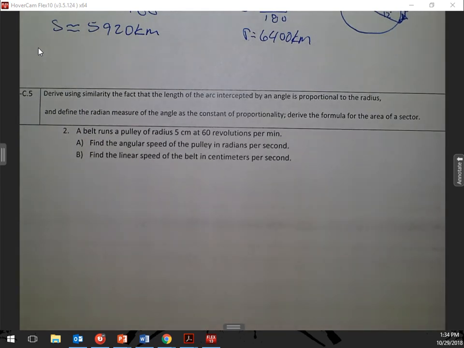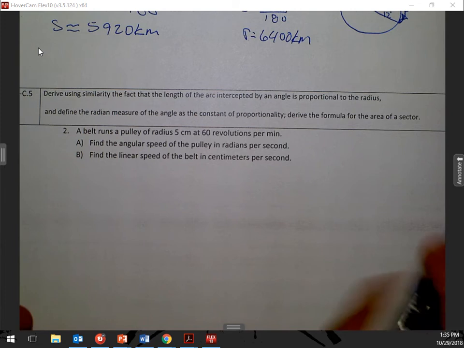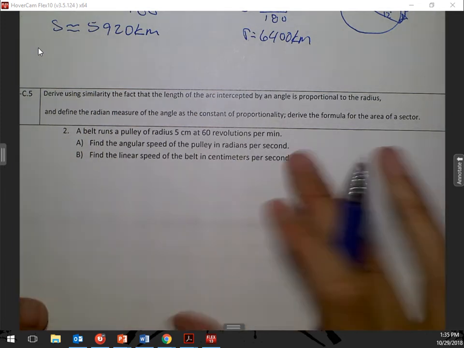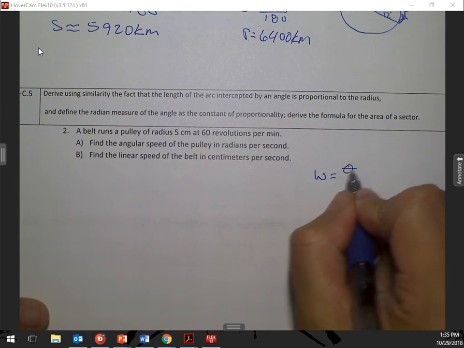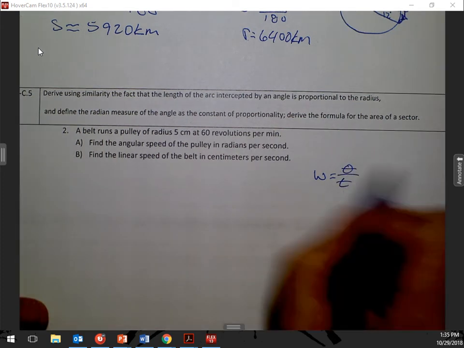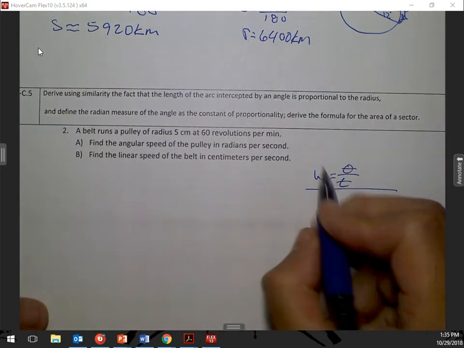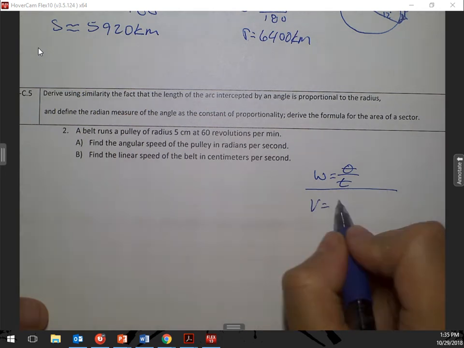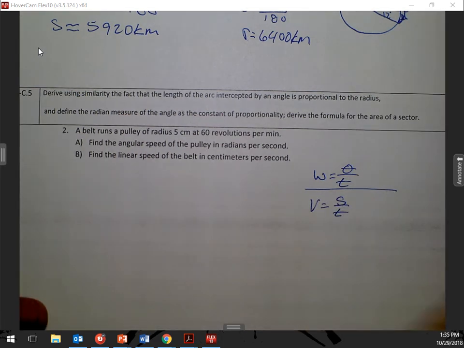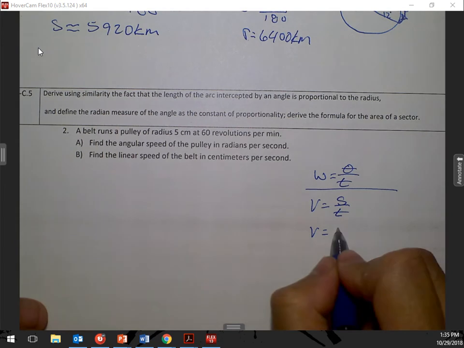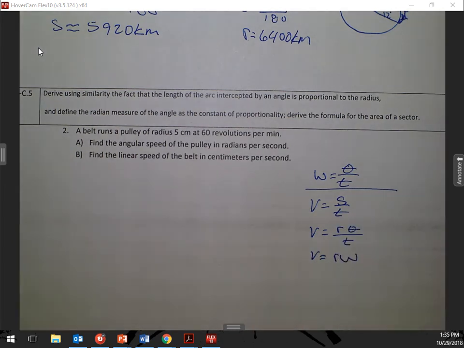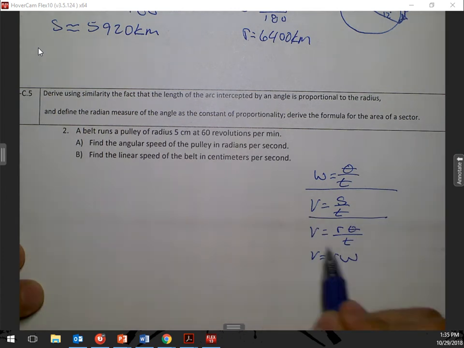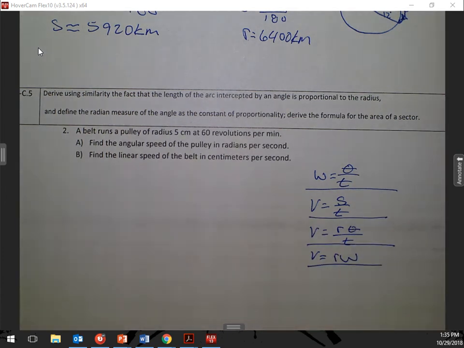A belt runs a pulley radius of 5 centimeters at 60 revolutions per minute. Okay, there's a couple things that we're going to have. We're going to have a couple formulas here. So we know that W equals theta over T. That's one of my formulas, right? That's angular speed, right? Okay, another one is V equals S over T, right? V is equal to R theta over T, and V equals R W. So those are my 4 different formulas I could actually have for this.